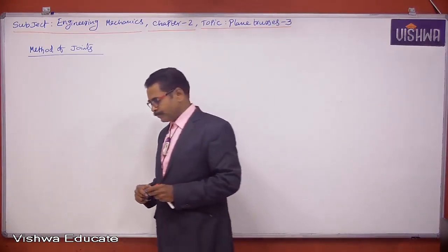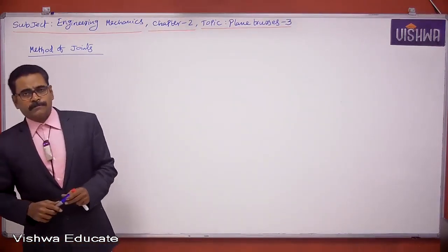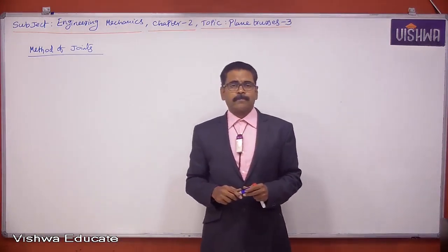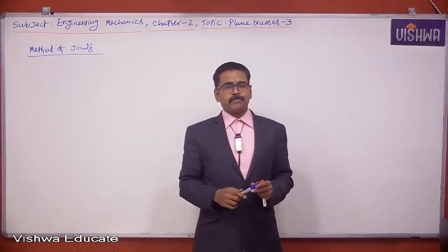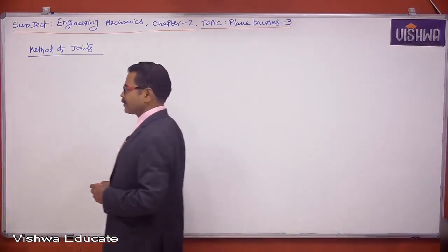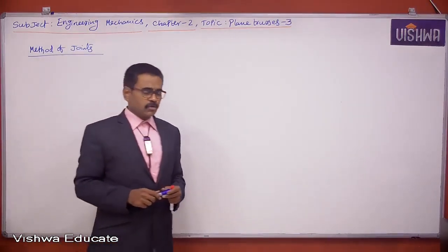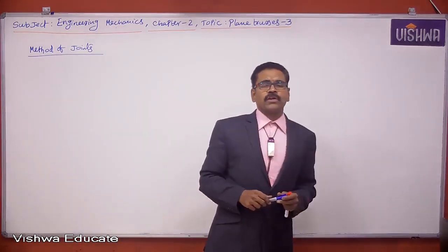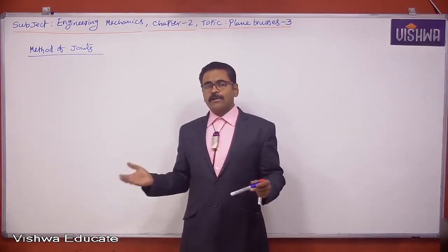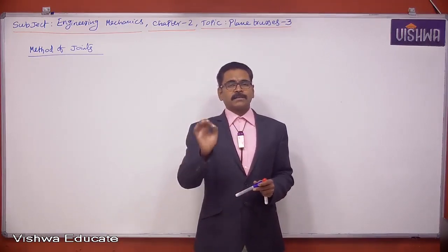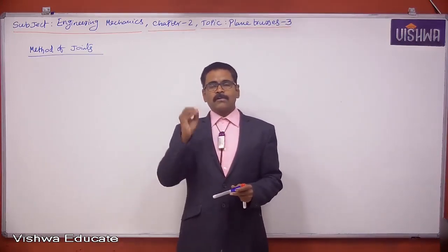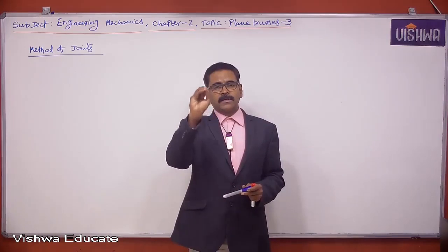So second point, the number of unknowns about the chosen joint should not be more than 2. For example, if about a joint the number of unknowns is 3, by taking that joint you cannot find anything, because by taking equilibrium of a joint you cannot find 3 unknowns. Maximum you can find 2 unknowns.